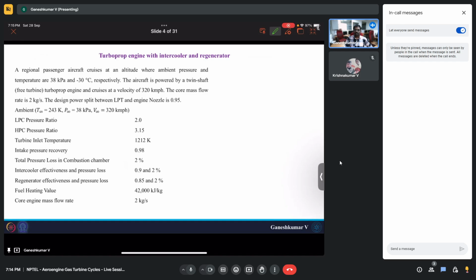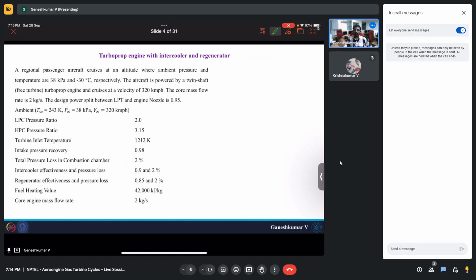So this problem is same as what we solved in the lectures, but the only thing is we have added an intercooler and regenerator, and we are going to see what benefits it is going to give in adding an intercooler and regenerator in a turboprop engine.